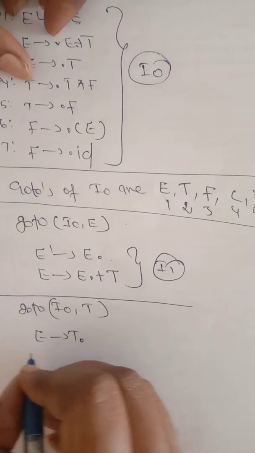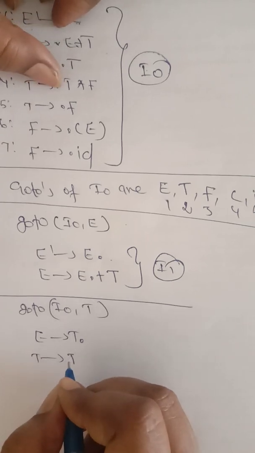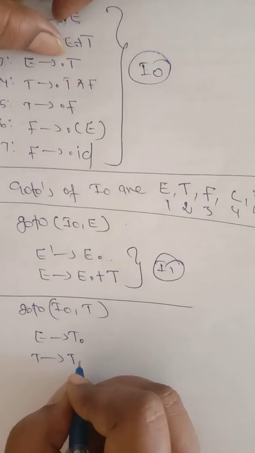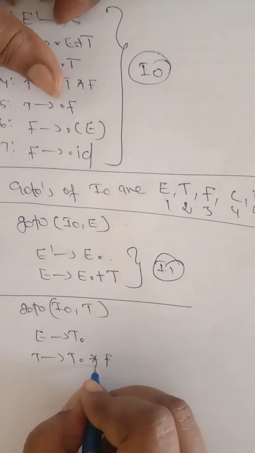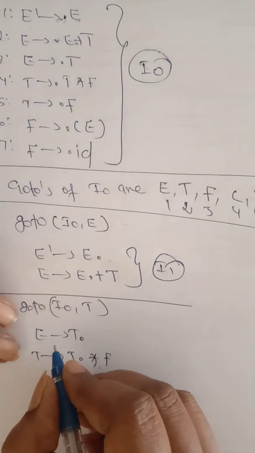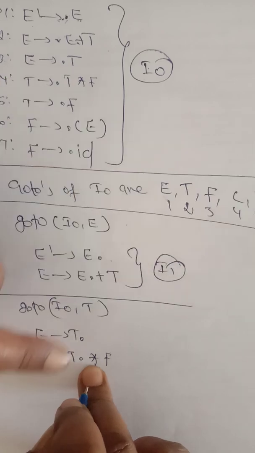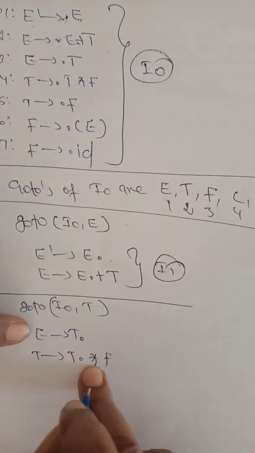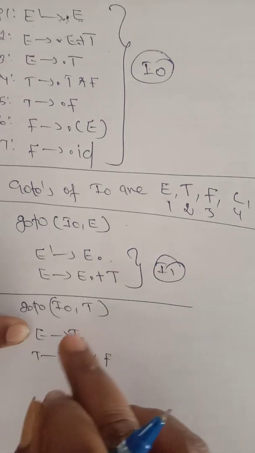Then come to P4. T → dot T. So move the dot operator towards the right side by one position. So the answer is T → T dot star F. After dot we are having star. Star is a terminal, so you just ignore. Then compare these two predictions with the available sets I0 and I1. If it is matched, give that set name, otherwise give a new set name to the prediction.